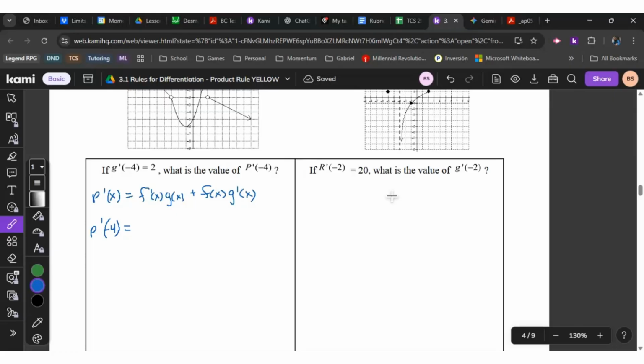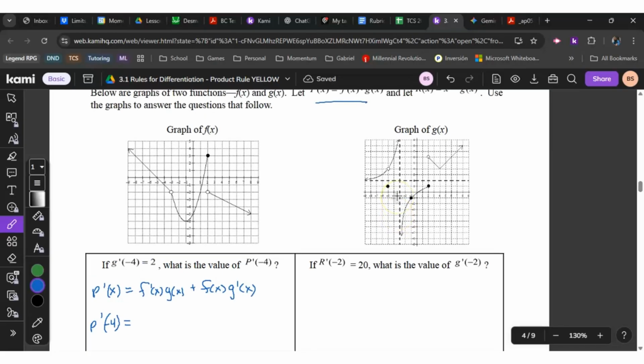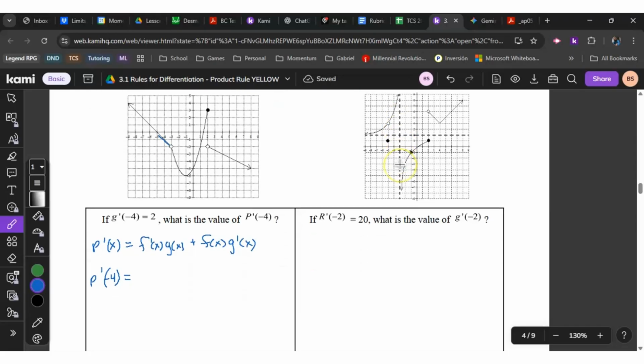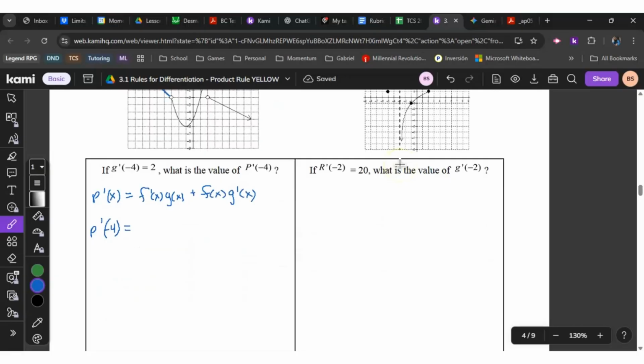So, f prime of -4. So we're going to go to the graph of f. Oh no, it's a graph of f. That means the derivative is what? The slope of this graph, right? So let's hope that we can find it. We go to 1, 2, 3. Here's -4. It's on this part of the line. What's the slope of that line? -1. So the derivative, f prime of -4, is -1. Why? Because the slope is -1.